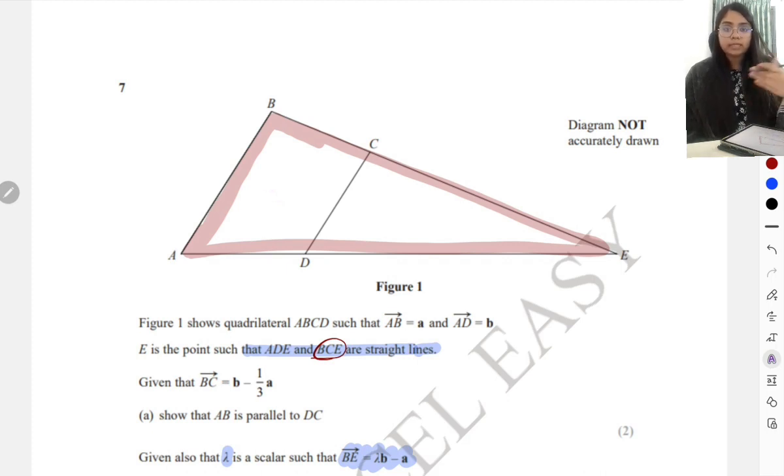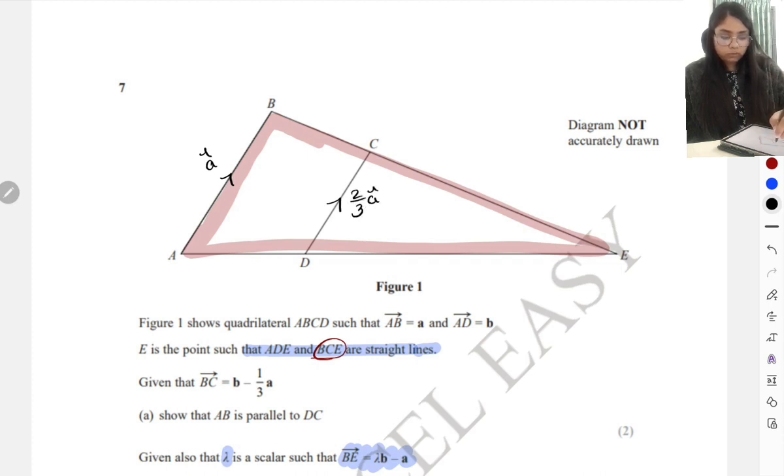So I'll first try to find the area of the smaller triangle DCE. There's one similarity over here: DC and AB are parallel to each other, where AB was just A and this was 2 by 3 A, right?